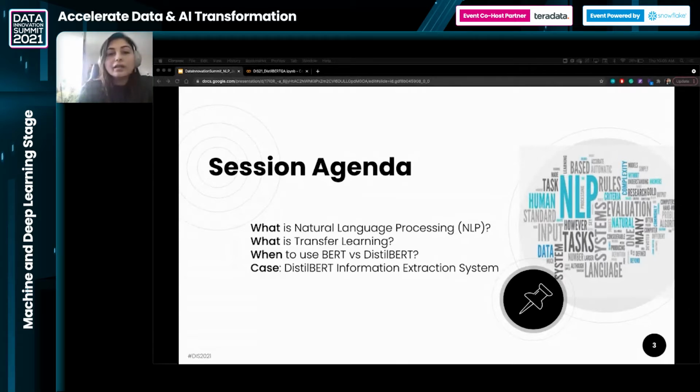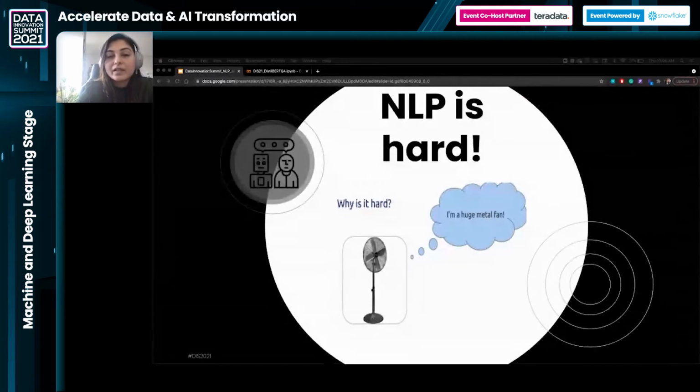So this is an image that I start with all the time, and it gives a very good overview of why NLP sometimes can get tricky. When you see this image of a fan, it says, I'm a huge metal fan. For a human being, it's very easy to make the connections and references very quickly. But for a computer, it's very difficult to distinguish. Are you a huge metal music fan, or are you a metal electric fan, like an electrical appliance?